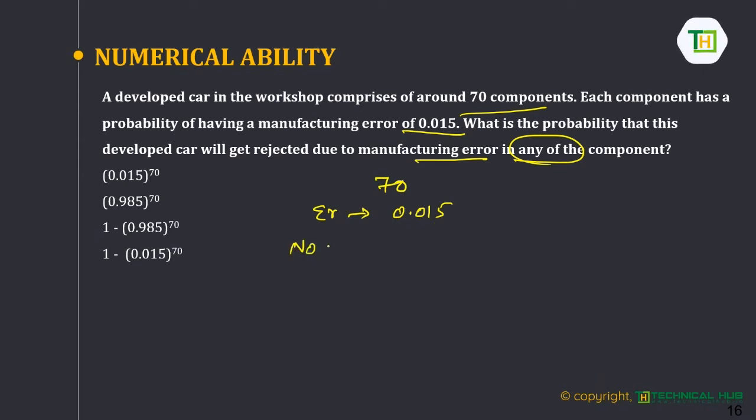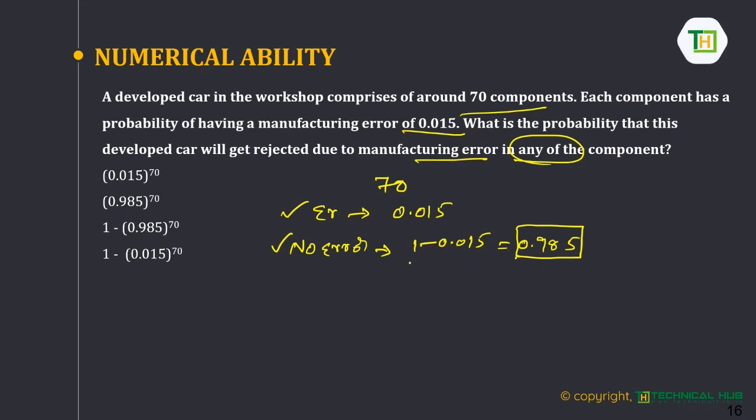No error in the component, that is 1 minus the probability of the component having the error, which is equal to 0.985. Here if there is an error, the probability is 0.015. If there is no error in the component, then the probability becomes 0.985. Okay, this is very important.